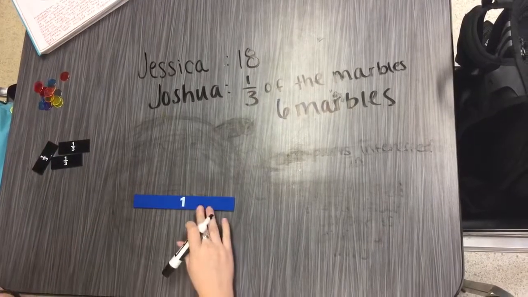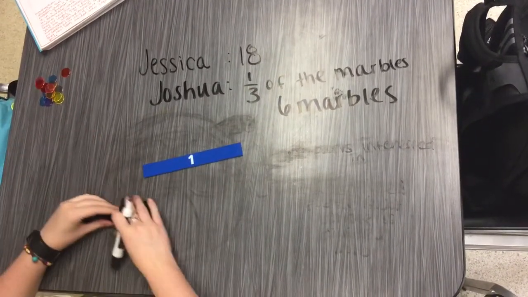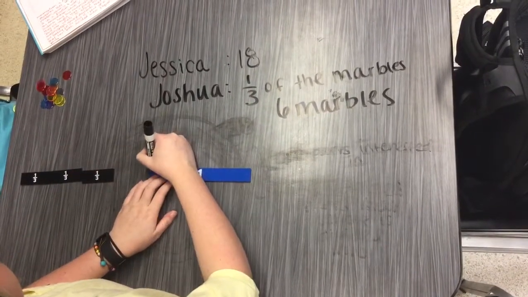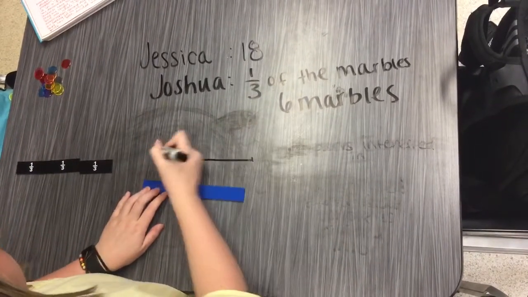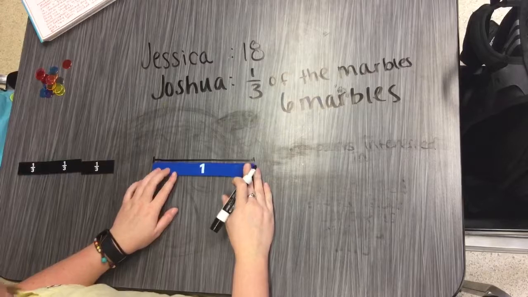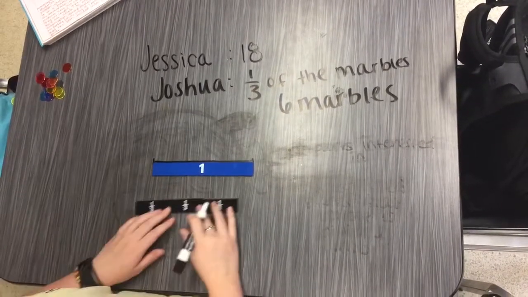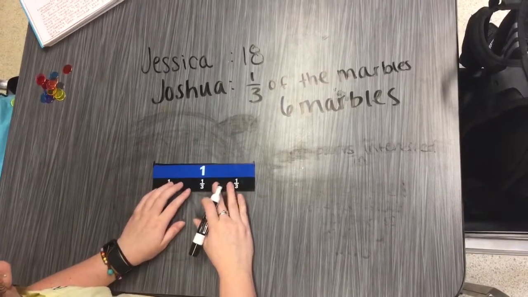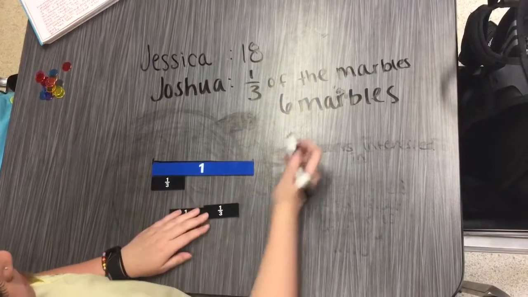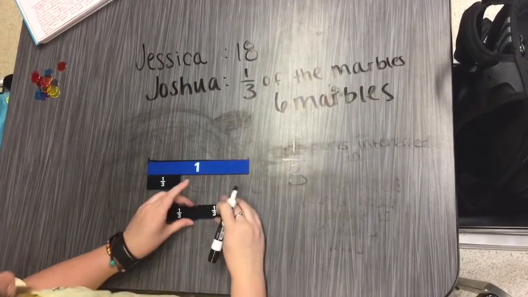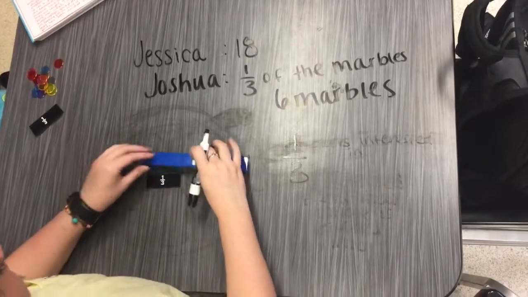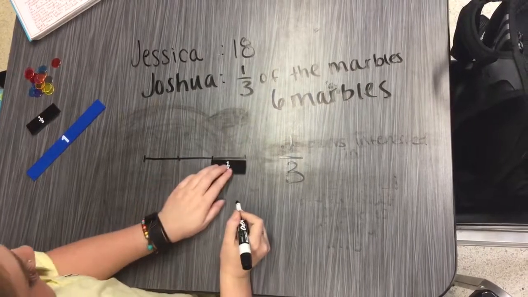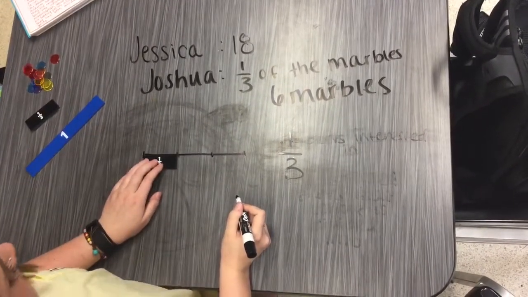So now we're gonna do our linear model. When you do the linear model using fraction tiles, you always want to start with one whole, which is shown here. So this is our whole, and we're going to be dividing our whole into 3 equal parts. As you can see, those are equivalent. Since we're only interested in one of the 3 equal parts, we are going to take our number line and divide it into 3 parts. As you can see, these are all equal.